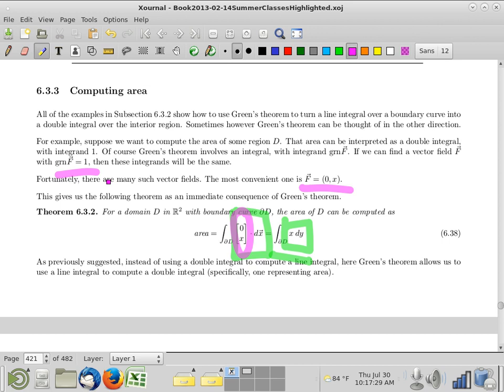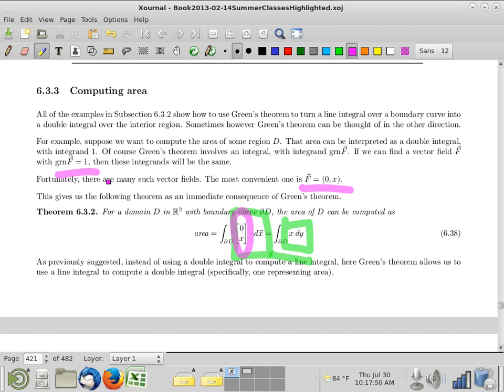Now, it's an easy calculation. You know, dQ/dx minus dP/dy. Q is x. So dQ/dx is 1. P is 0, so dP/dy is 0. So Green's operator is 1. So this line integral is a double integral over D of 1, namely, it's the area. It's a really neat little trick.